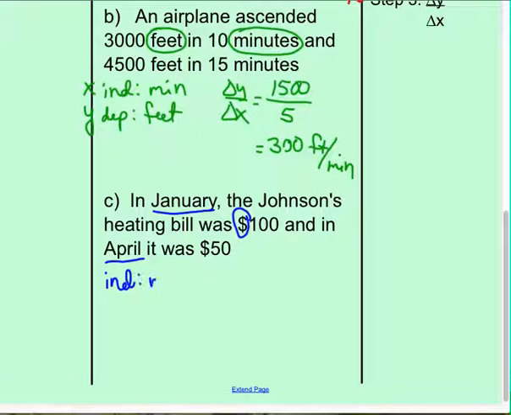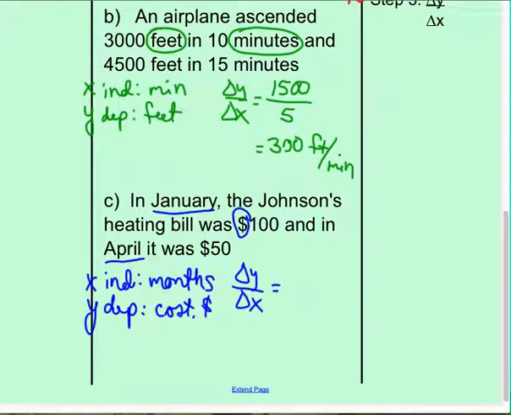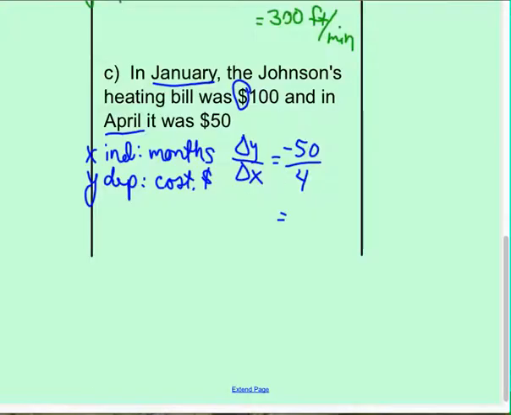This time our time is in months. And our dependent variable, the cost of the heating bill, depends on what month it is. Okay, so there's our x, y, change in y over change in x. So the change in cost, it went from $100 down to $50, so that is a negative 50 that it changed. And then the change in months, well, from January to April is 4 months. So we are going to simplify this to negative 25 halves.